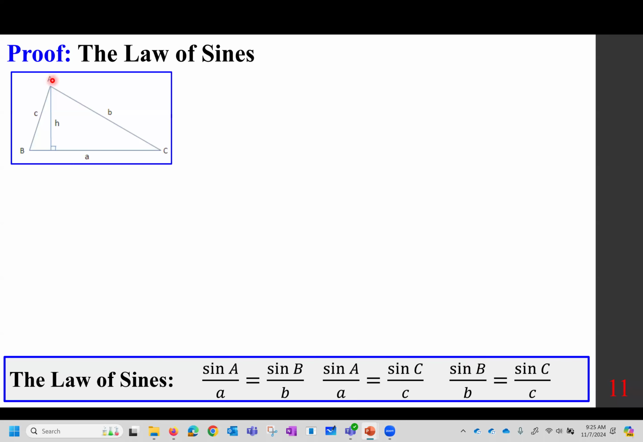So this is the triangle ABC. Opposite vertex A is lowercase a, opposite B is b, and so on and so forth. And this is the height, the altitude. You drop a perpendicular, so this is a 90-degree angle. Let's look at this angle B. Sine is the opposite, h, over the hypotenuse, c.